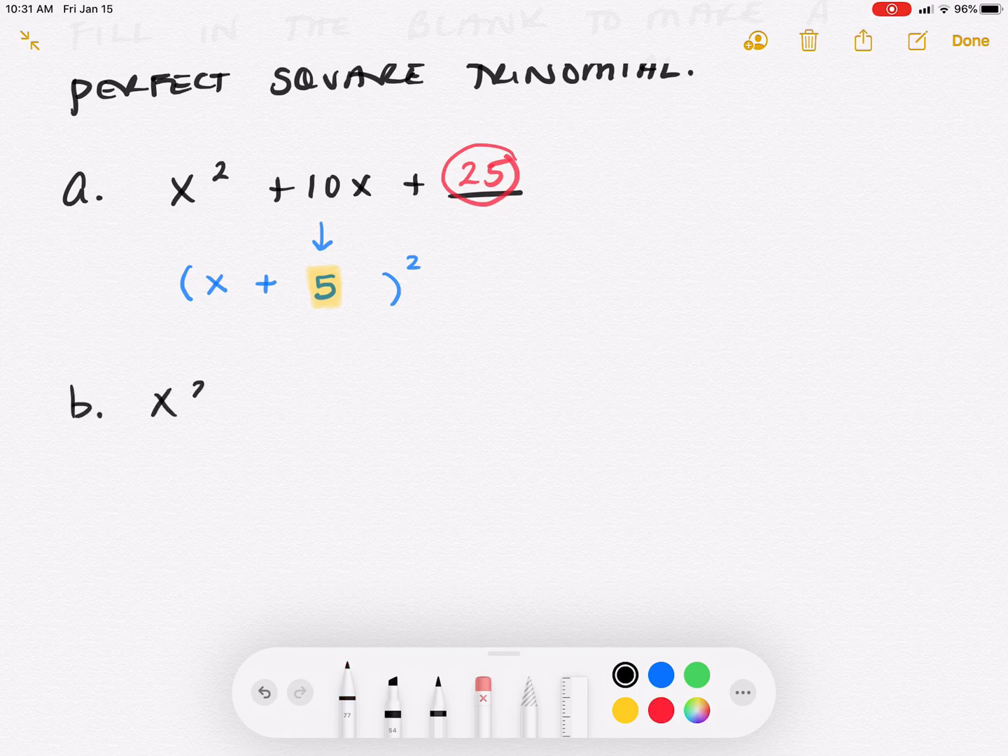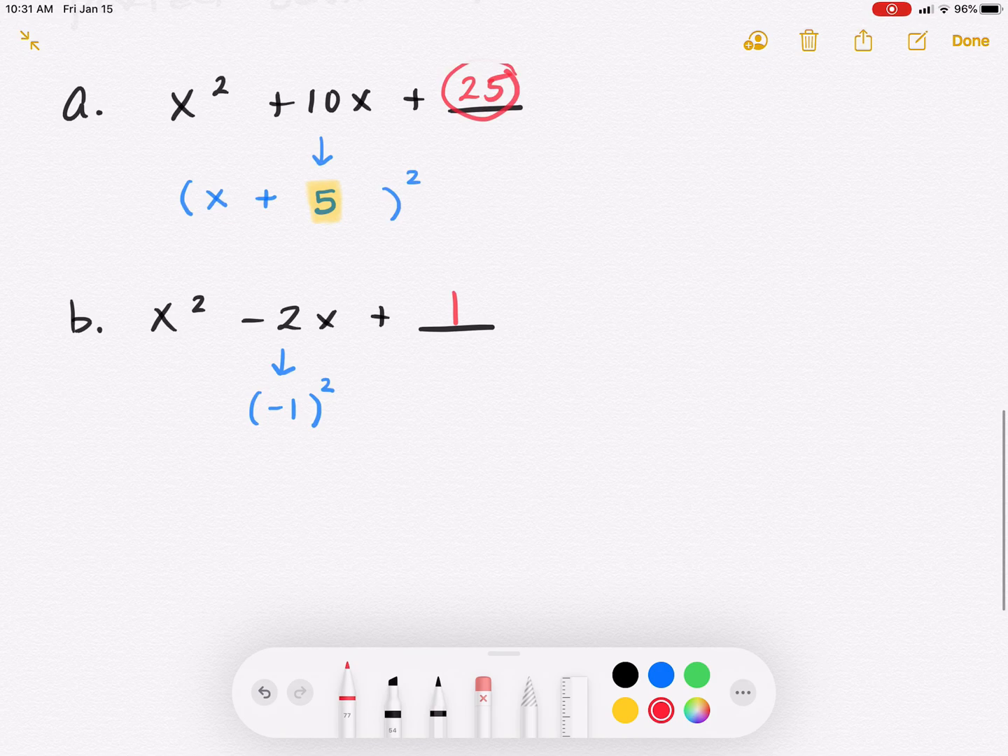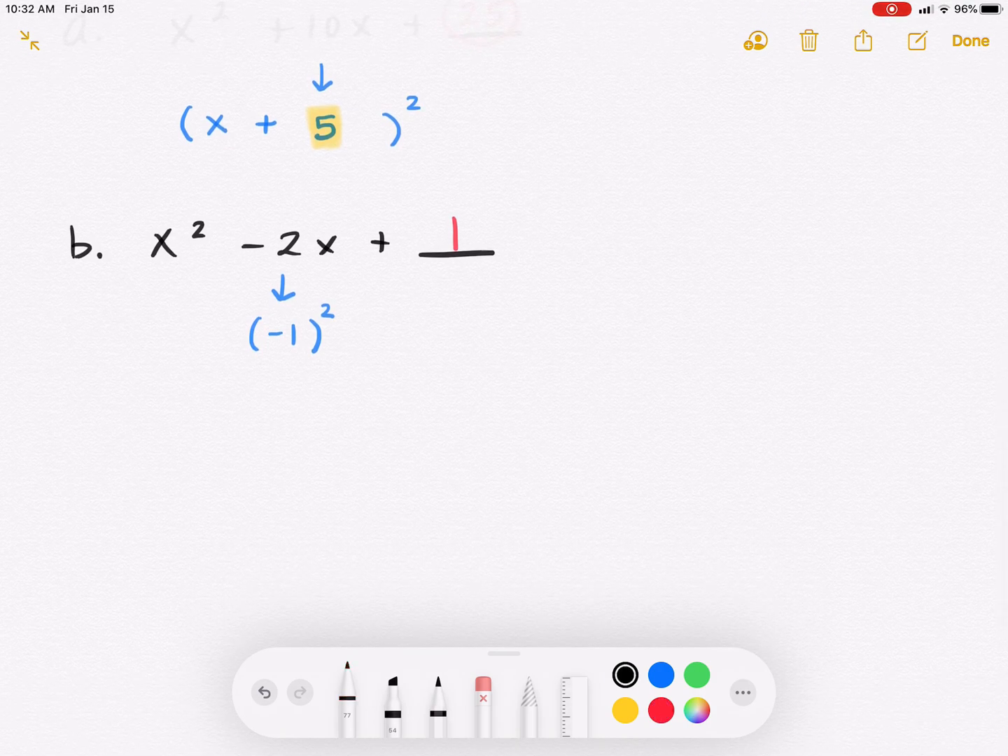Let's suppose we have x squared minus 2x plus blank. All right, so let's use our patterns. We know that half the middle term is negative 1, and we square it, negative 1 squared is going to make plus 1, okay? And so we're starting to figure out where this constant term comes from.